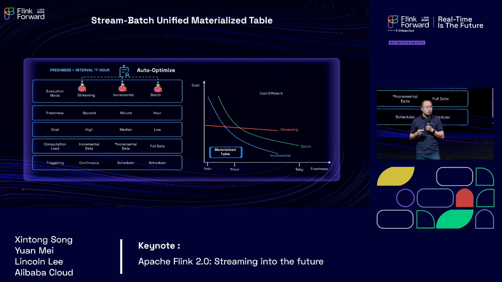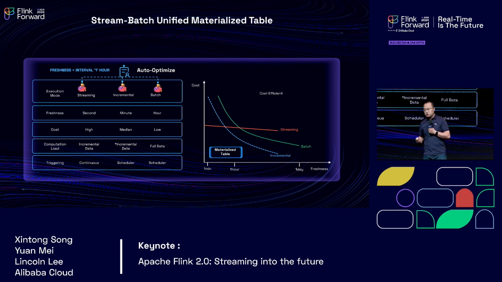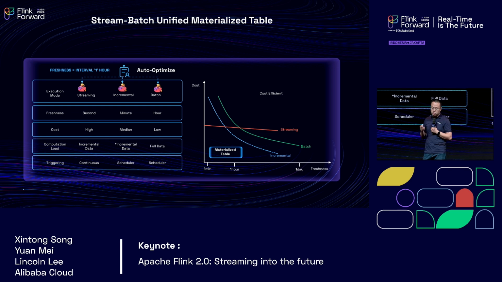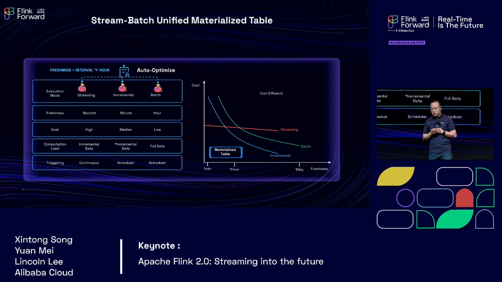Materialized table supports three different refresh modes: the streaming mode, continuous refresh, the batch mode, full refresh, and also incremental refresh. Let's look at the cost curve on the right side. The continuous mode, which is using Flink streaming mode, can provide second level real-time data freshness.